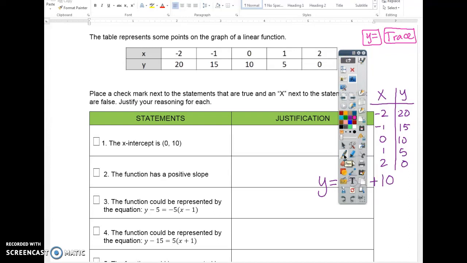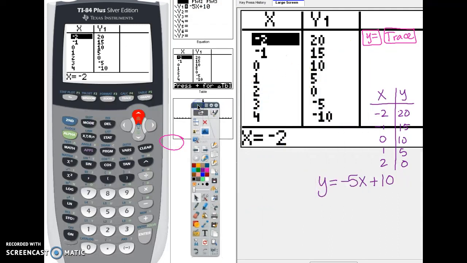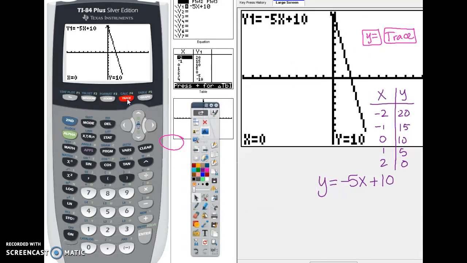Problem number 1 says that the x-intercept is at 0, 10. Let's go look for the x-intercept on that graph. Is it at 0, 10? Hit trace. Where is the x-intercept at? At 2. Look right here. It's right here. This is the x-intercept. This up here, 0, 10, is the y-intercept up here at the top. That's the y-intercept, not the x-intercept.